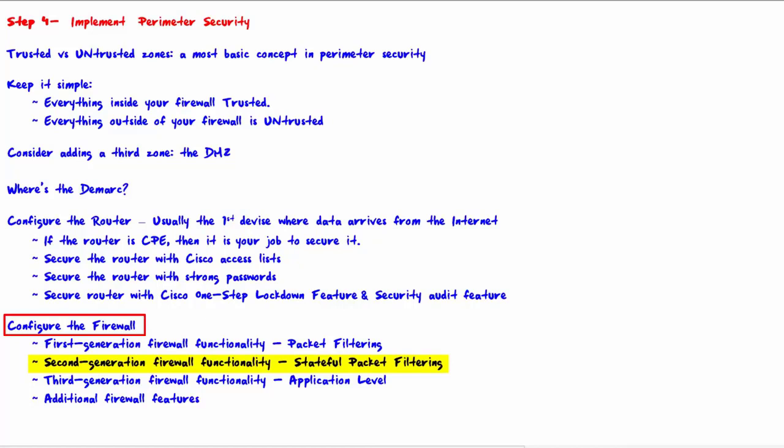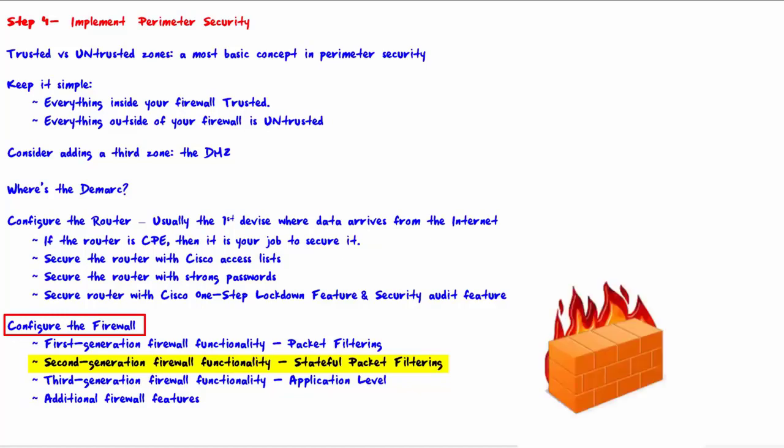The addition of layer 4, the transport layer, allows the use of connection state. The firewall will record all connections passing through it. Furthermore, it determines if any packet is part of an existing connection, the start of a new connection, or were not part of any connection at all.